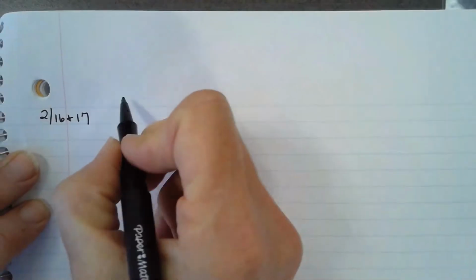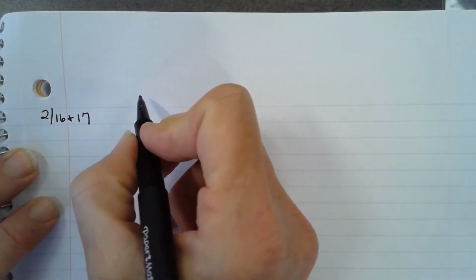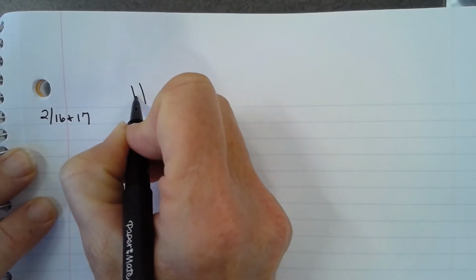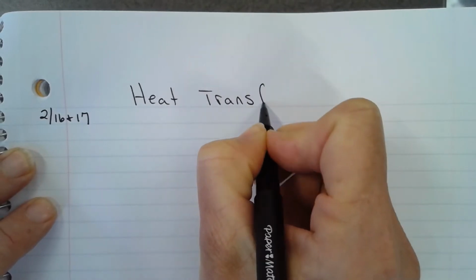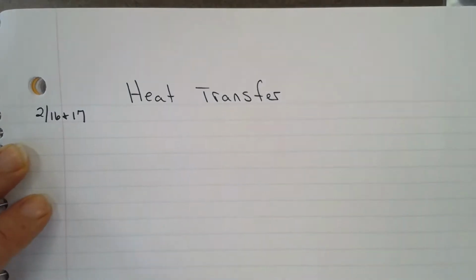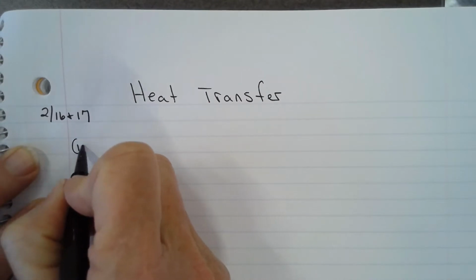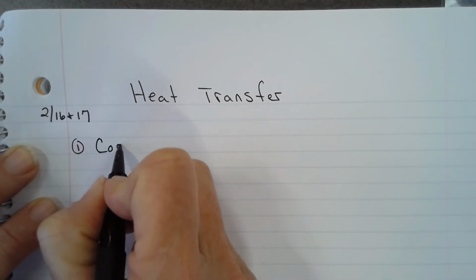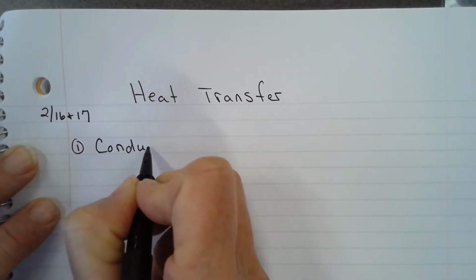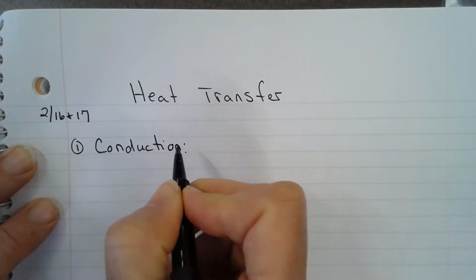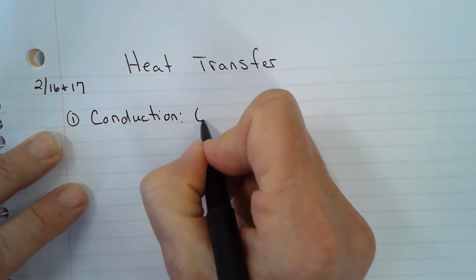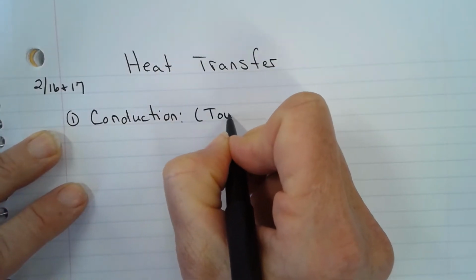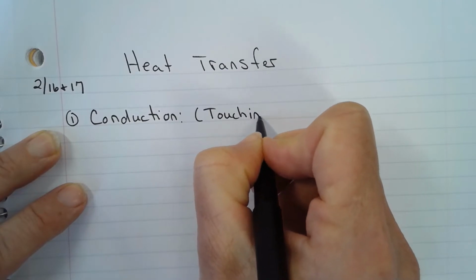Today we'll be taking notes on the 3 ways to transfer heat. So let's do this as heat transfer. And there are 3 ways. We have conduction, convection, and radiation. So conduction, I like to remember conduction because conduction sounds kind of like touching without the G.